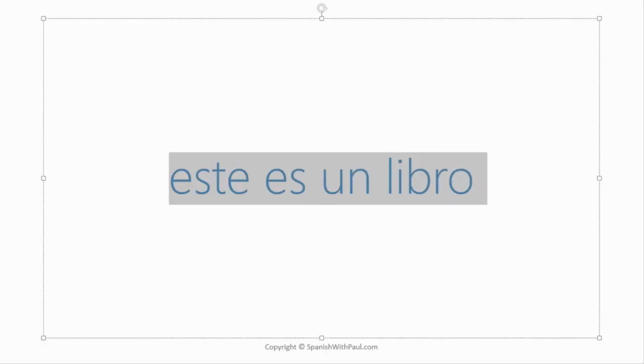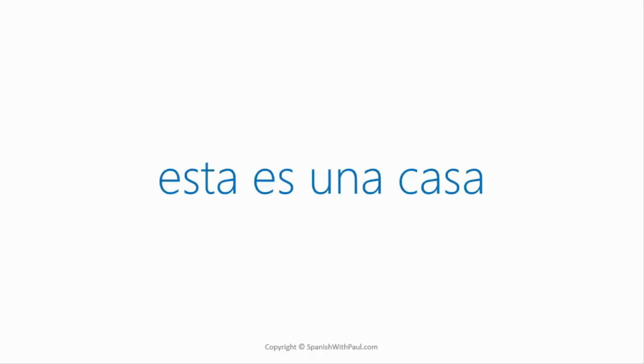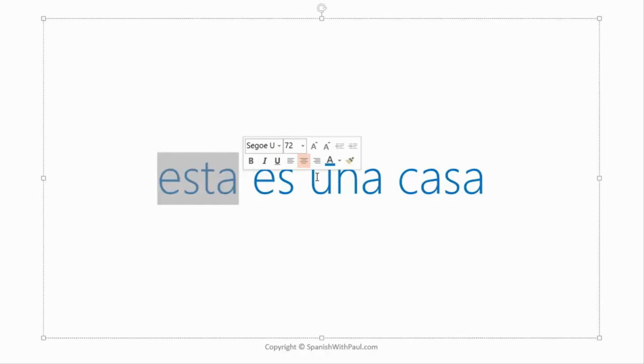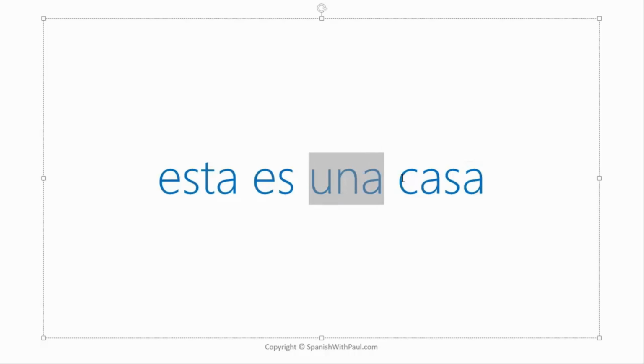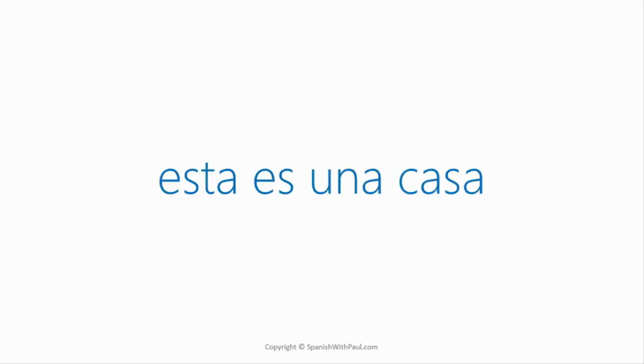This is a book. On the flip side, if we were saying this is a house, so now we're talking about a feminine word, casa, well then we would switch into esta es una casa. Again, you can see how it all matches together. We have esta for this and una for a, because we're referring to something that's classified as a feminine word. So once again, este es un libro, this is a book, but esta es una casa, for this is a house. How would you say this is a man?